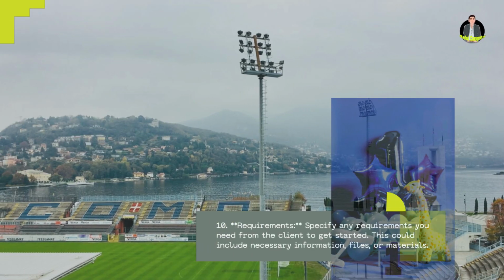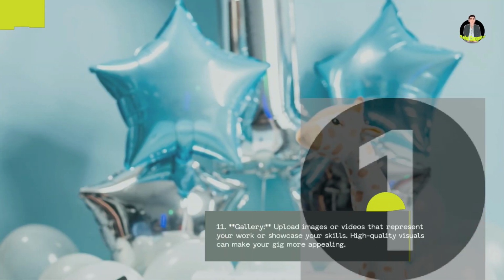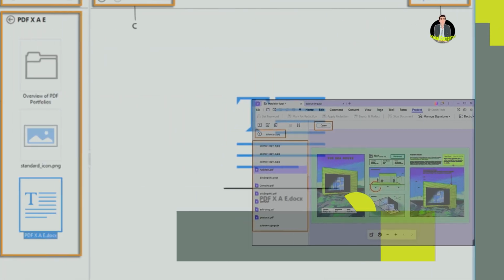10. Requirements. Specify any requirements you need from the client to get started. This could include necessary information, files, or materials. 11. Gallery. Upload images or videos that represent your work or showcase your skills. High-quality visuals can make your gig more appealing.